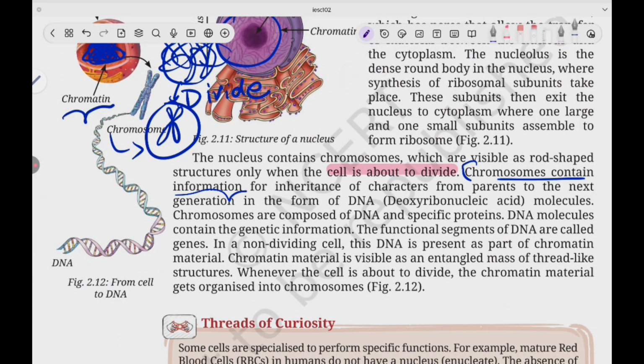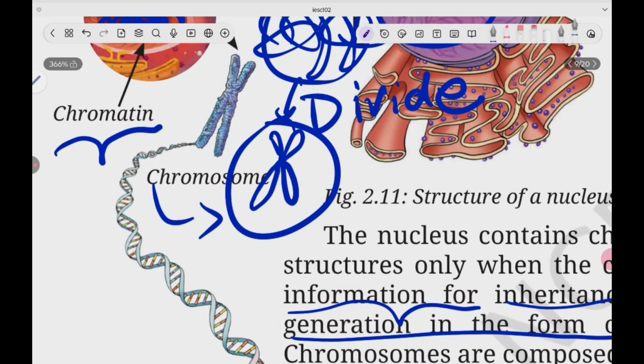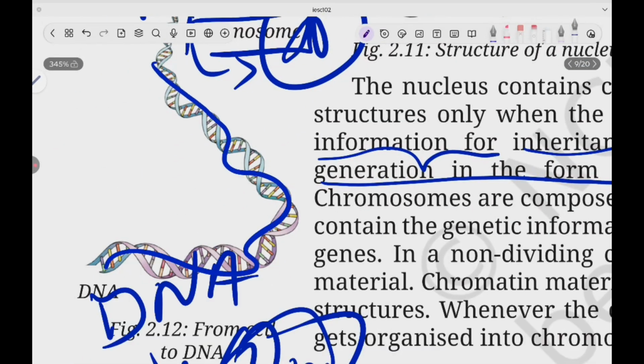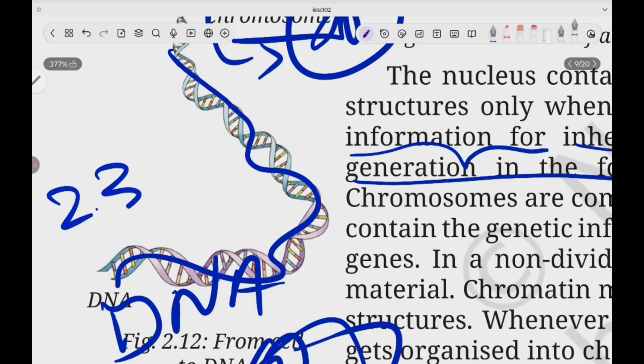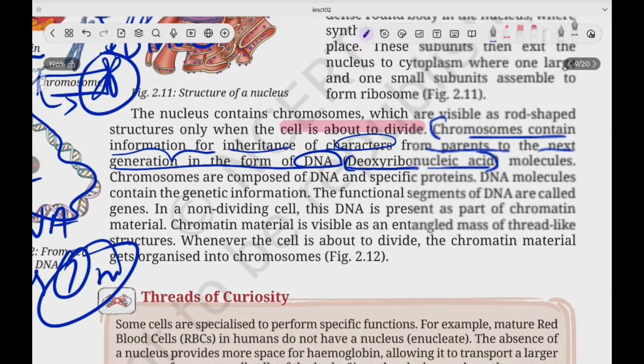Chromosomes contain information for inheritance of characters from parents to the next generation in the form of DNA. DNA is deoxyribonucleic acid. Usually it is asked for 1 mark, what is the full form of DNA? If you open the chromosome, you will get a thread like big structure, DNA. It is about 2.3 meters long. So these chromosomes contain the information for inheritance.